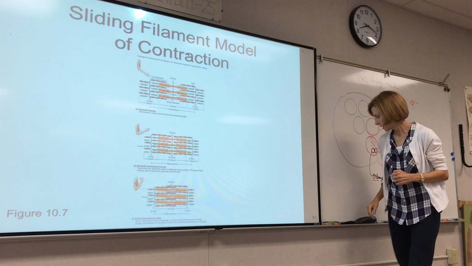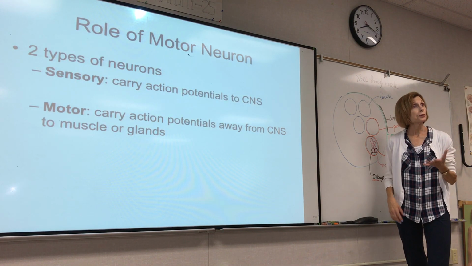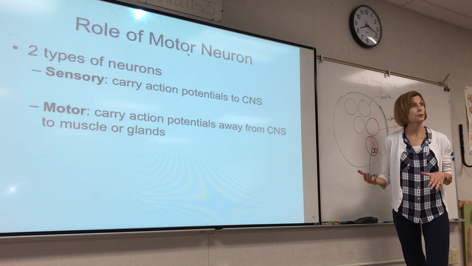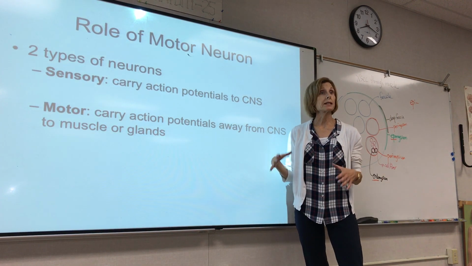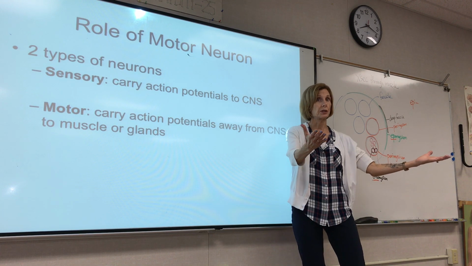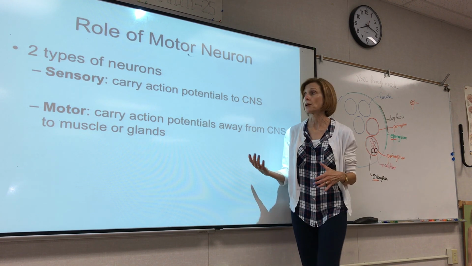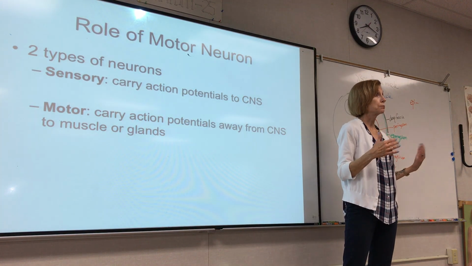Okay. So, you may have heard of the different types of neurons that we have. This is what we'll be talking about more in the next unit. But basically, we have two types of neurons. We have what are called sensory, which I know you guys have all heard of. The other type is called motor. Motor meaning, you can think of that as having to do with movement.